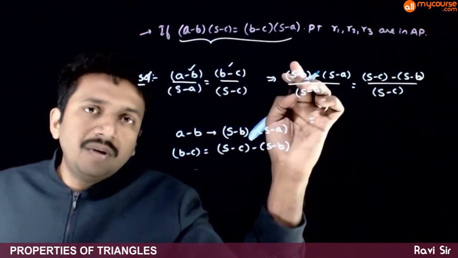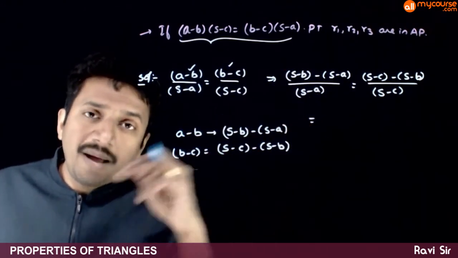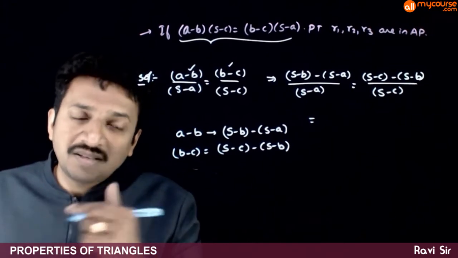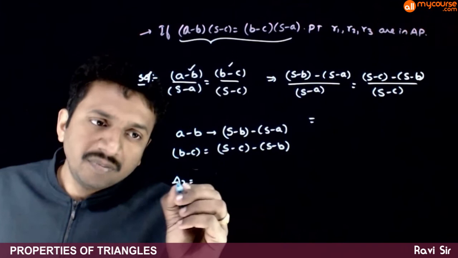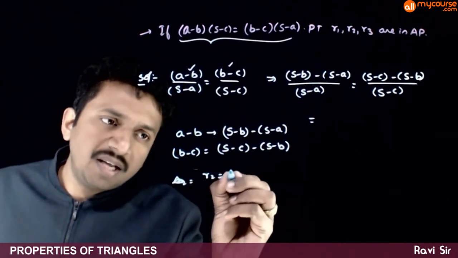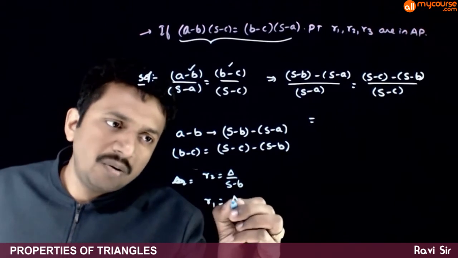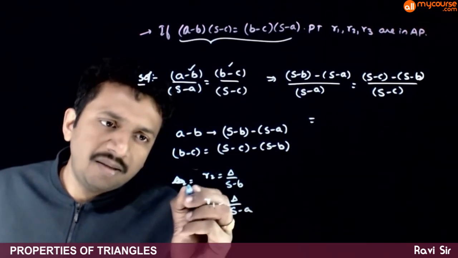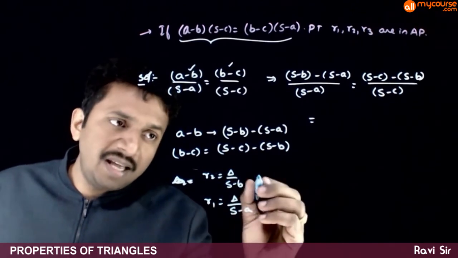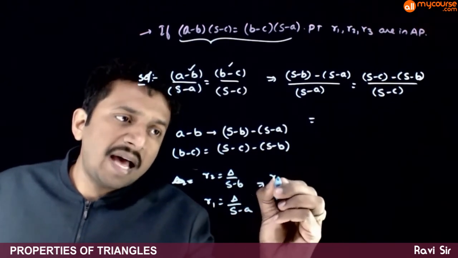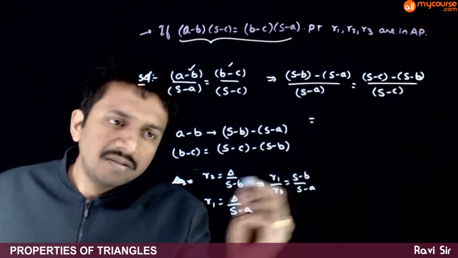That is equal to S minus B by S minus A. What is S minus B by S minus A? R2 is equal to delta by S minus B. R1 is equal to delta by S minus A. So S minus B by S minus A can be written as R1 by R2. So can you see this?